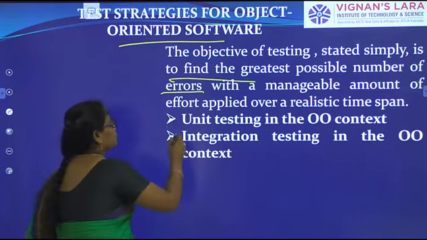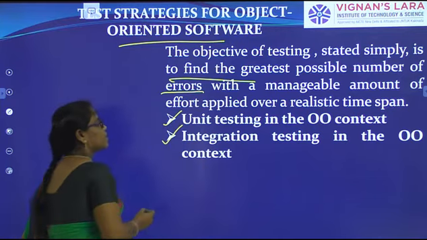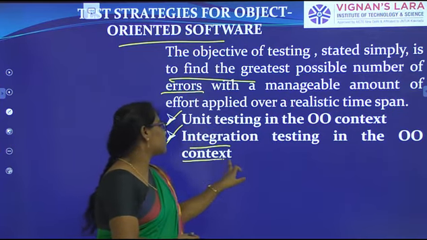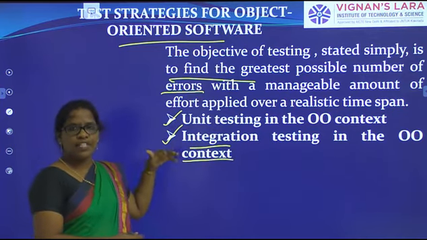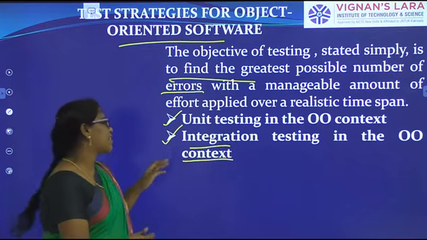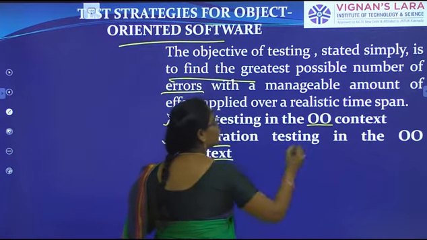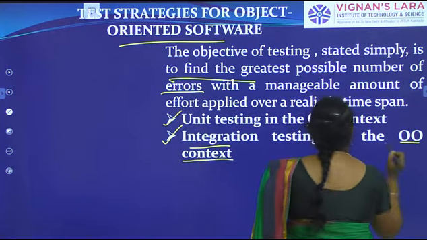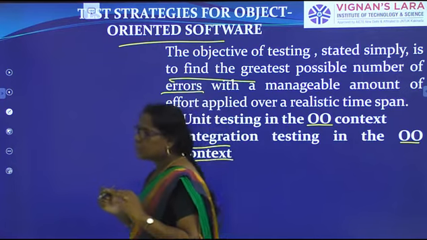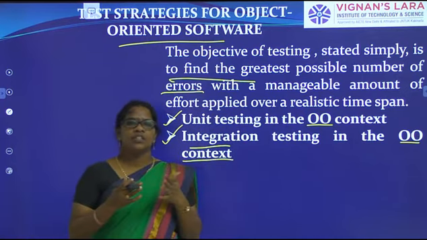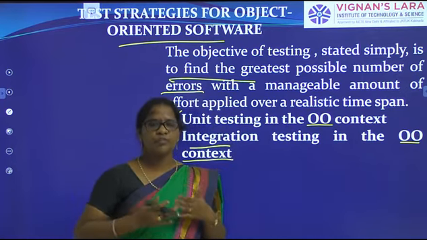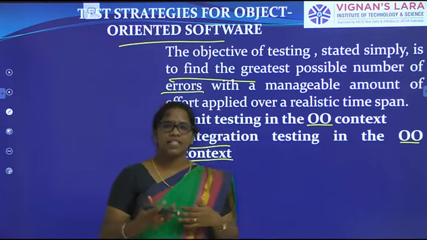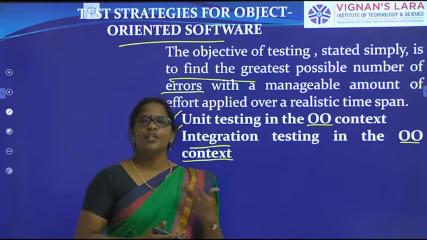There are 2 types of tests: unit testing in the overall context and integration testing in the overall context. The unit testing we described previously, in terms of the overall concept, means object oriented. At the same time, integration testing in the overall concept. What is unit testing? Unit testing is where we divide the project into some modules, some units, and apply some testing process to those units. That is called unit testing.